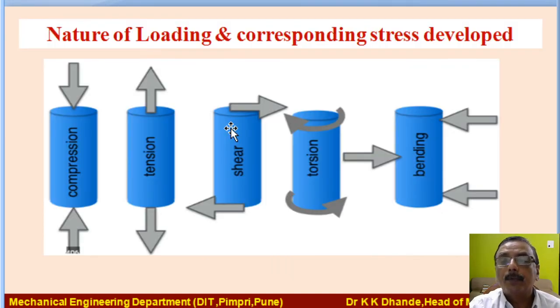In short, a summary of the nature of loading and the corresponding stress developed. If the load is compressive towards the center, then compressive stresses are induced. When the load is acting away from the body, then it is known as tension. When the tangential load is acting on the body and deformation occurs, then it is known as shear load, and the stresses induced in that section are known as shear stress. Then torsion, and here bending.